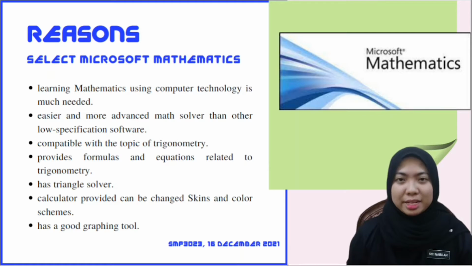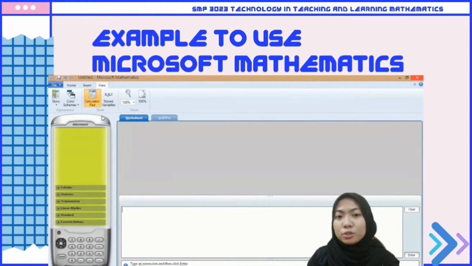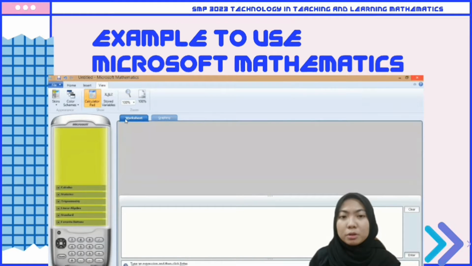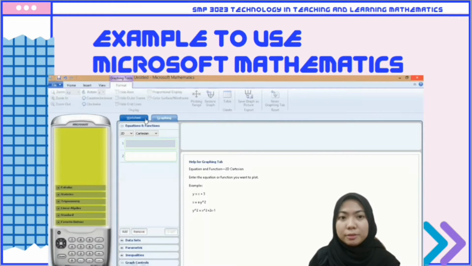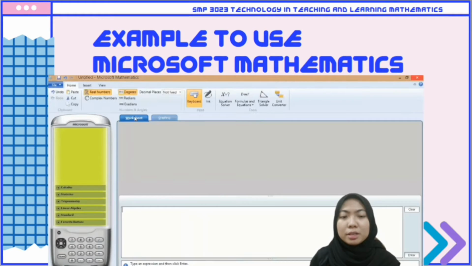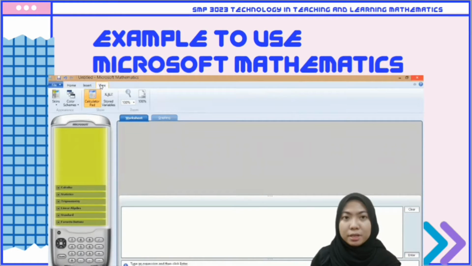First, we need to install the Microsoft Mathematics from the Google Chrome, and then after we install it, open the Microsoft Mathematics, and we can see from the left side there are PET calculator, which shows the calculus, statistics, trigonometry, linear algebra, and also standard. And on the right side we can see worksheet and also graphing.